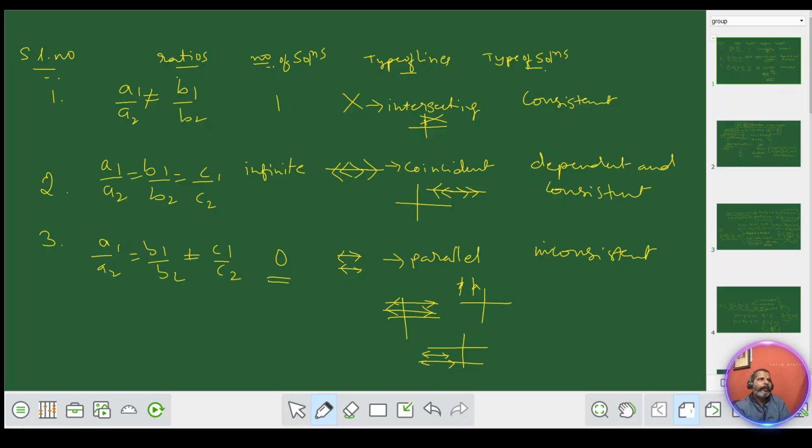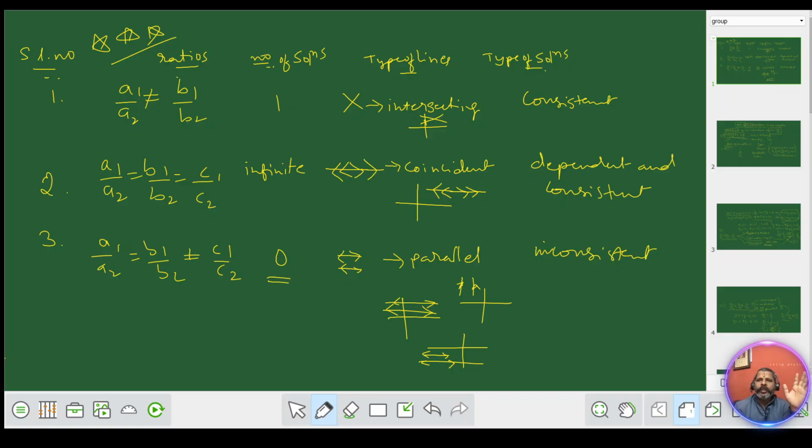This is a very important table. You have to remember this table somehow. How do we remember? If the first two ratios are not equal, then we say intersecting lines, one solution. Please memorize that, or try to remember it in the order I explain. If the first two ratios are not equal, it means intersecting lines, one solution. When we have a solution, it means it's a consistent solution.